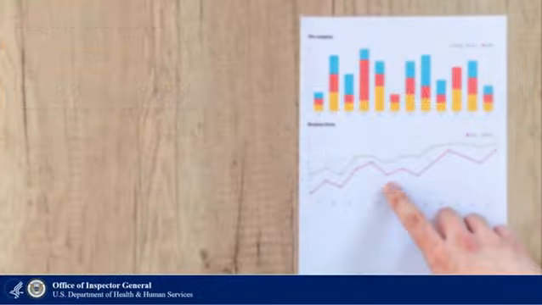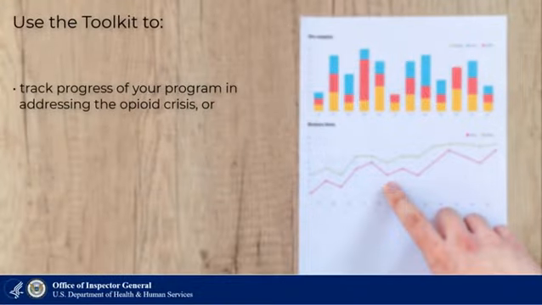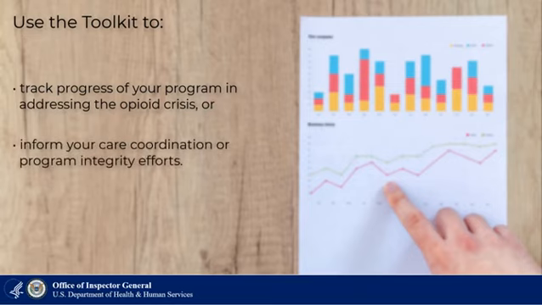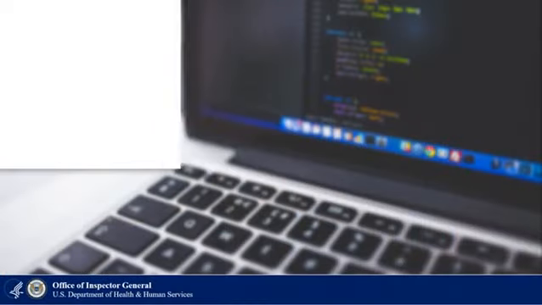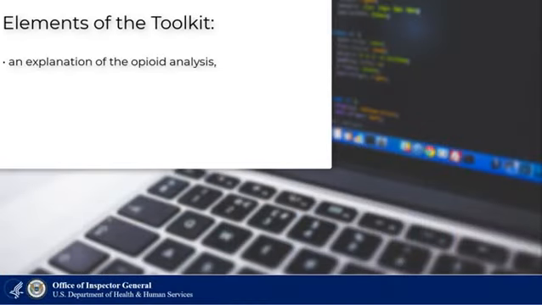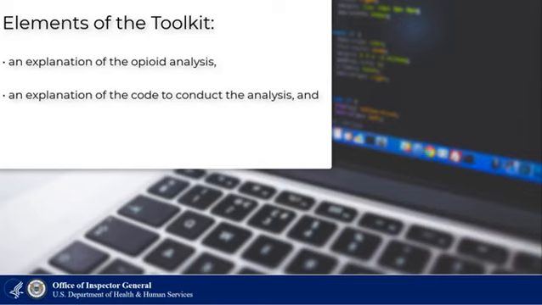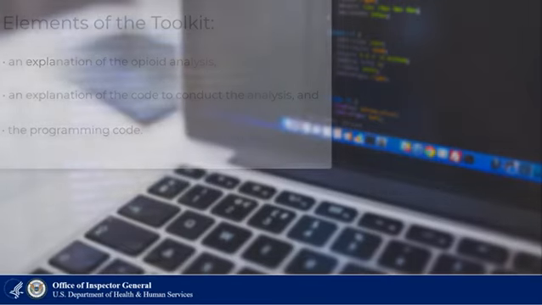So how can you use the toolkit? The toolkit includes step-by-step instructions for using our programming code to conduct analysis on your own data. You can then use the resulting data to track the progress of your program in addressing the opioid crisis or to inform your care coordination or program integrity efforts. Before we end, I'd like to share an overview of the actual elements of the toolkit. There are 3 sections: an explanation of the opioid analysis, an explanation of the code to conduct the analysis, and then the programming code itself.